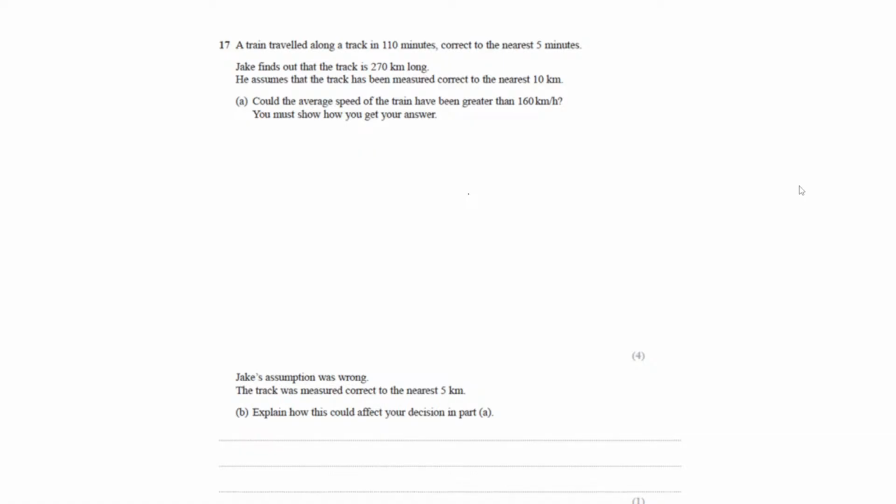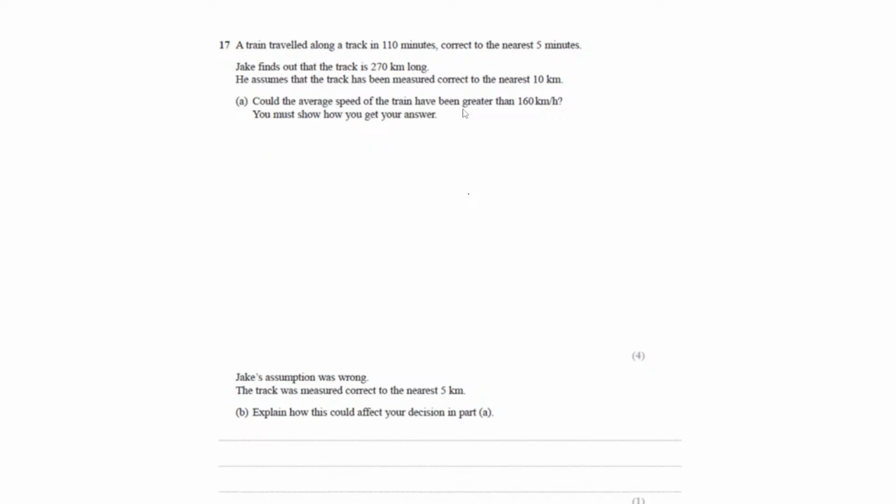A train travelled along a track in 110 minutes, correct to the nearest 5 minutes. Jake finds out that the track is 270 kilometers long. He assumes that the track has been measured correct to the nearest 10 kilometers, not meters, kilometers.